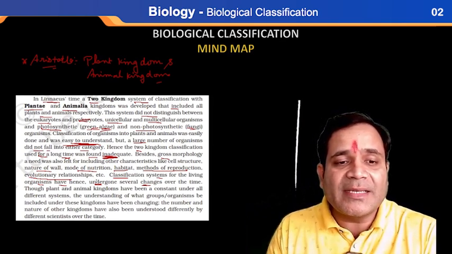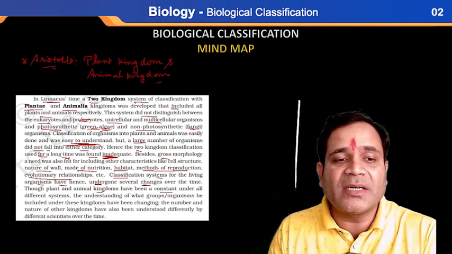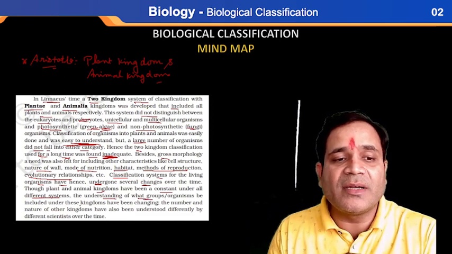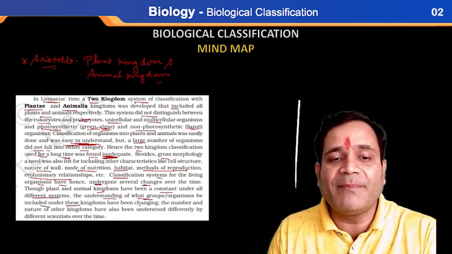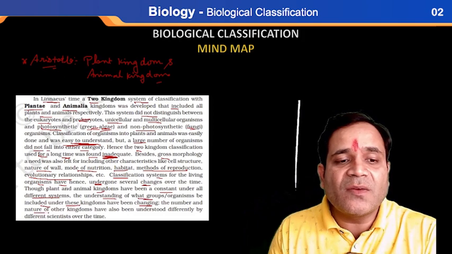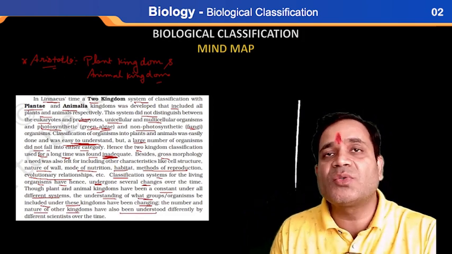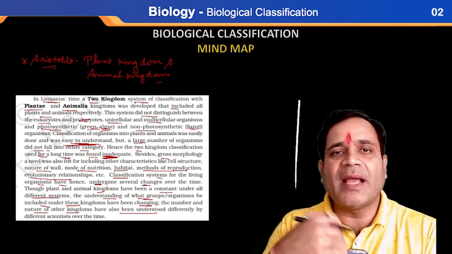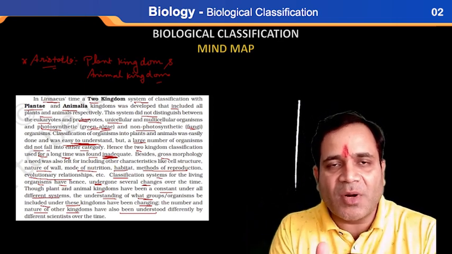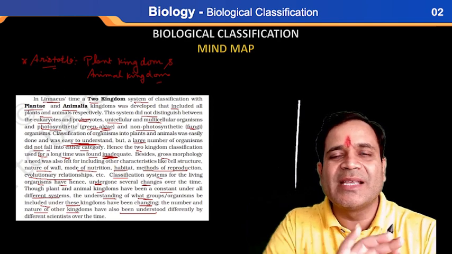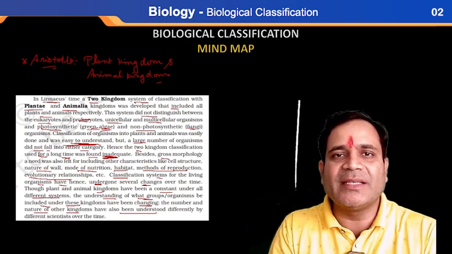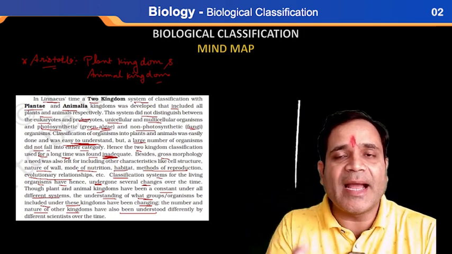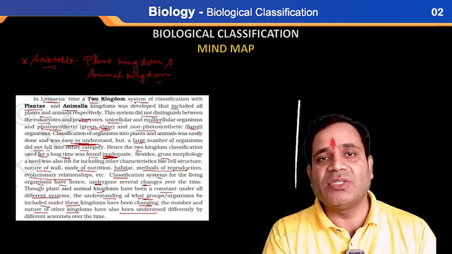Though the plant and animal kingdoms have remained constant under all the different systems, you know why? Because the understanding of what groups or organisms may be included in these kingdoms has been changing. The number and nature of other kingdoms have also been understood differently by different scientists over time. As time passes, the number of organisms changes, and as that changes, the diversity also changes.